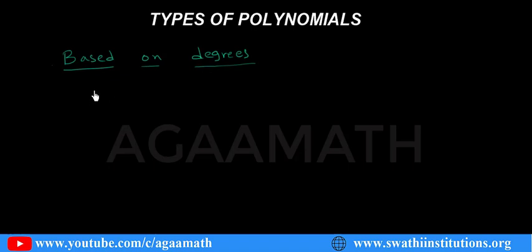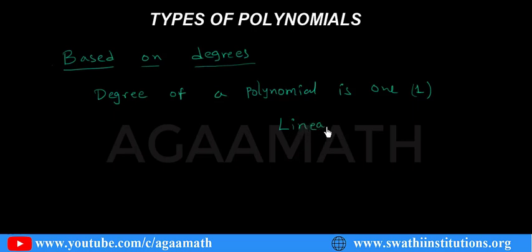Okay, so when the degree of a polynomial is 1, in the sense that it is the number 1, then it is said to be a linear polynomial. Remember this. If the degree of a polynomial is 1, that type of polynomial is said to be a linear polynomial.